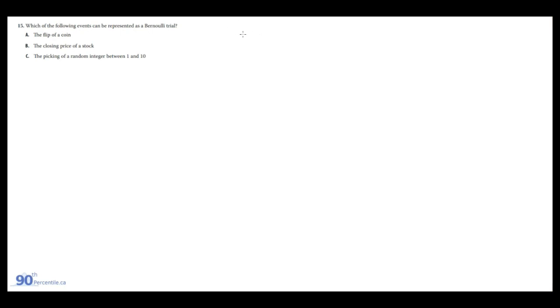Which of the following events can be represented as a Bernoulli trial? So what I just spoke on earlier, a Bernoulli trial is a simulation in which there are only 2 possible events, a 0 or a 1, or a fail and a success. So let's look through our options here. Flipping a coin can either be heads or tails, so that's going to be our answer.